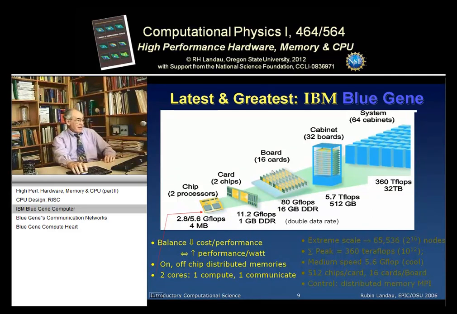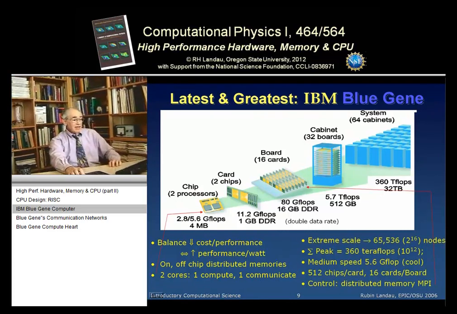You can put how many of them on? You can put 16 cards in a board to give you 80 gigaflops. Okay, and I think you could probably buy the board, but the usual way is to say, okay, I can now buy a cabinet as a supercomputer, and the cabinet itself has 32 boards. So the cabinet gives me 5.7 teraflops. So that already puts you in the teraflop range of computers, which is tremendous.